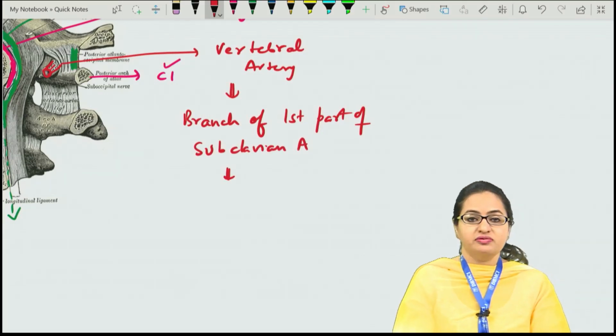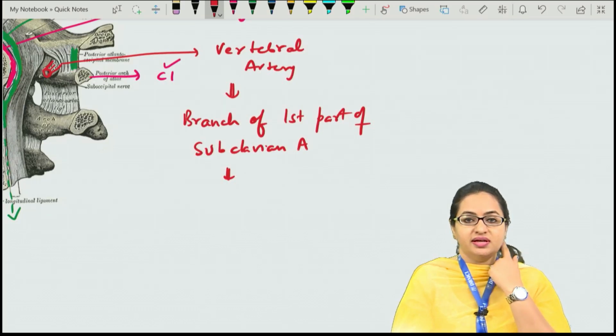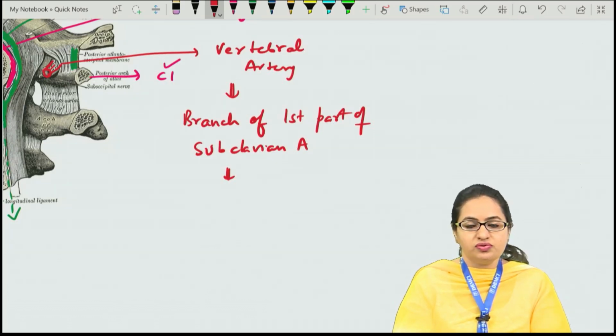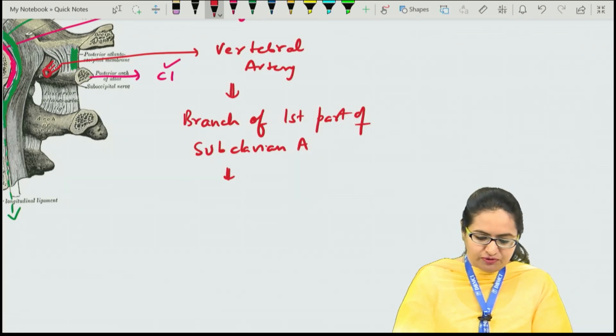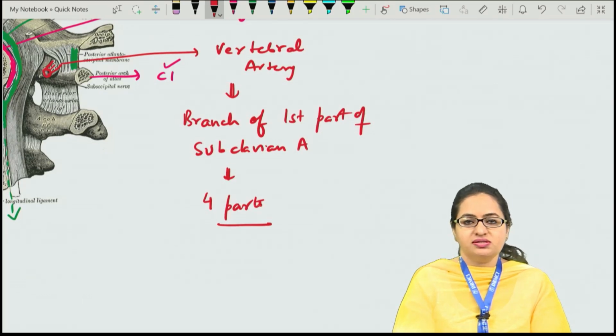After this branch is given, it ascends in the neck and has to reach the foramen magnum so that it enters the cranial cavity. Therefore it is divided into 4 parts. The first part is from the origin till it reaches the foramen transversarium of C6. The second part traverses the foramen transversarium of C1 to C6 cervical vertebrae. As it comes towards the first cervical vertebra, the third part begins, in which it grooves the upper surface of the C1 vertebra.